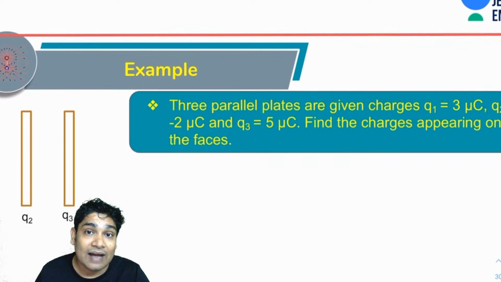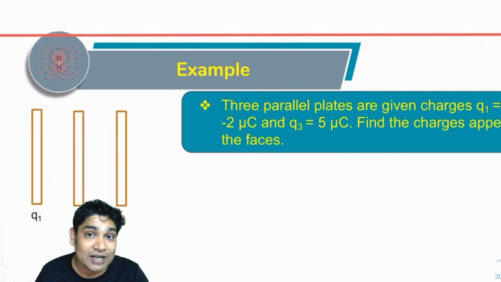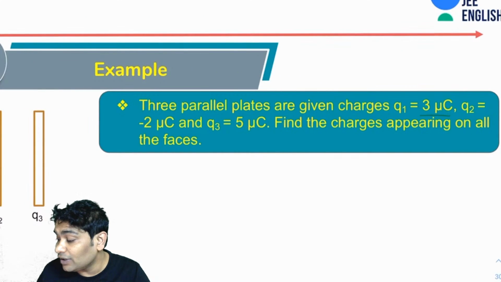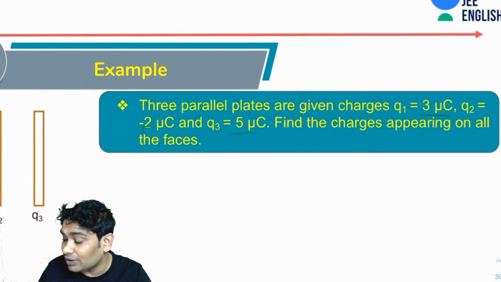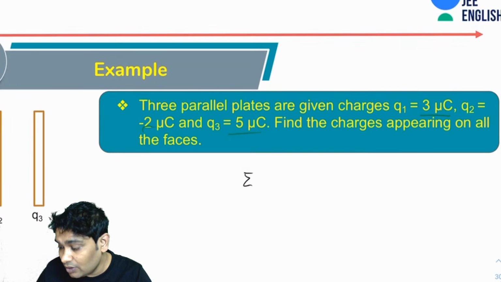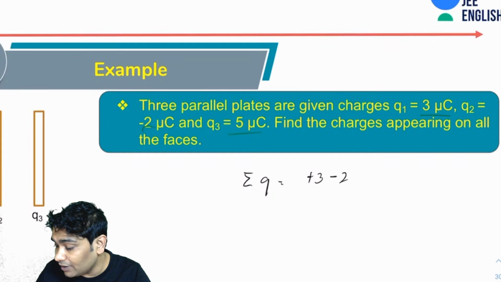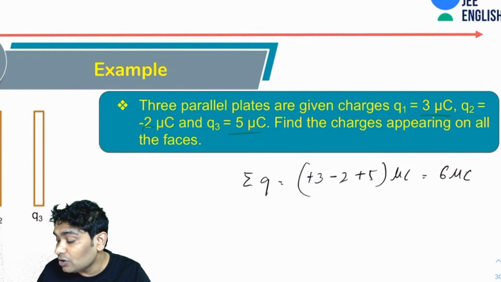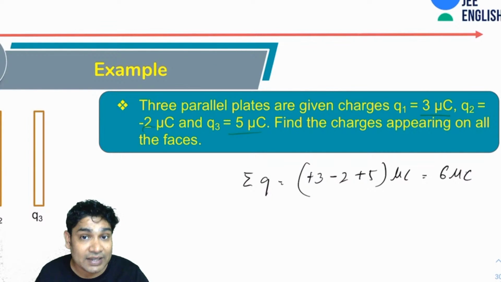So I'm saying here I have 3 parallel plates. They have been given charges of Q1, Q2 and Q3, whose values have been given to you. So Q1 is this, Q2 is this, and Q3 is this. Let's see, what is the total charge? Total charge would be plus 3 minus 2 plus 5 microcoulombs. So that is 6 microcoulomb. So that is always going to be my first step when I am deciding how much charge appears anywhere. So first I calculated the total charge.